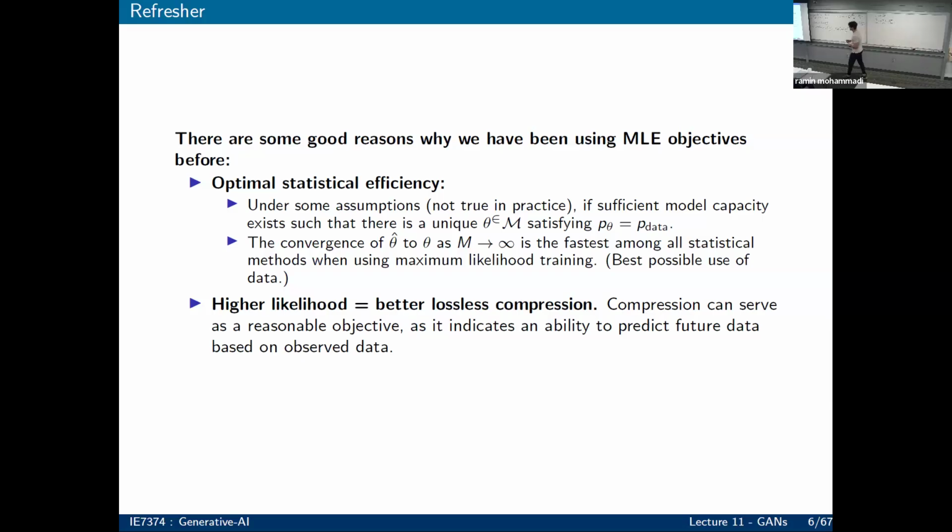Now, we also know that if you use likelihood, maximizing the likelihood means doing better compression on the data. And compressing the data, lossless compression, means you learn about the data. So that's the idea that we had so far.